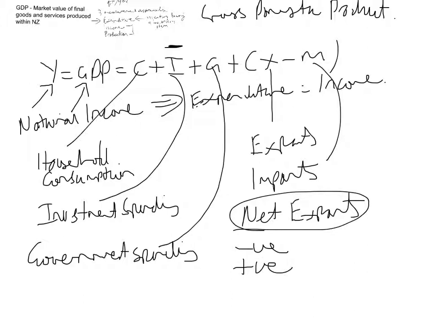For instance, exports is export revenue. How's that made up? Well, that's price times quantity. M is import costs. How is that made up? That's price times quantity. We could get into a discussion of elasticities, but I'm not going to do that.